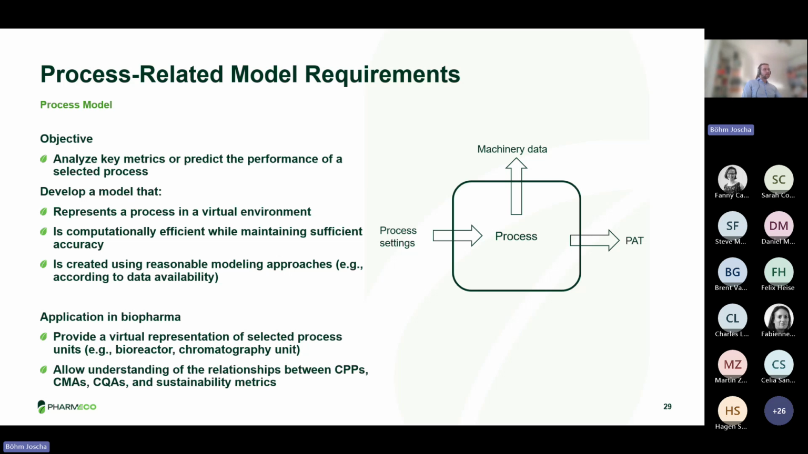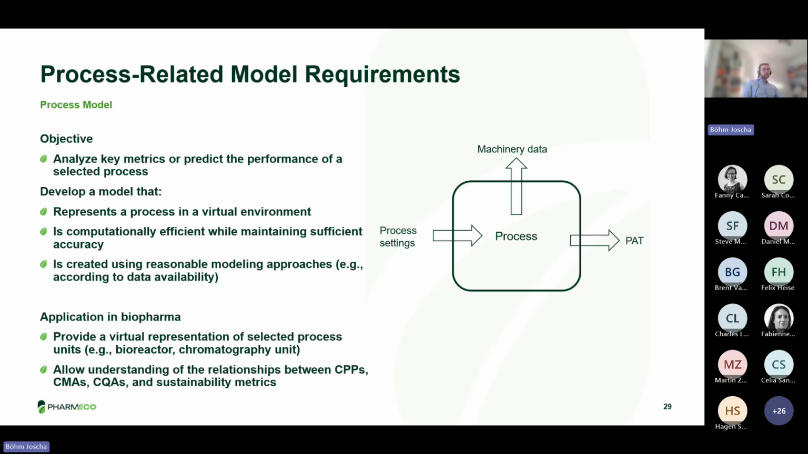It doesn't mean it needs to be 100% accurate at all times. It just means that, for example, if we use it for process control, it needs to be accurate enough to give us the right trends and the right magnitudes so that we know what is happening next in the process. And to get to such a model, reasonable modeling approaches should be used.